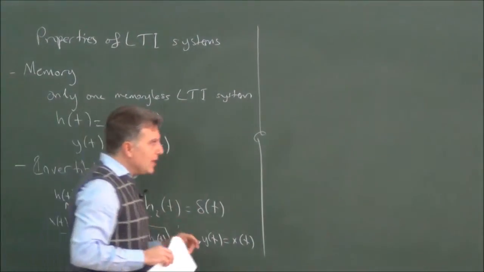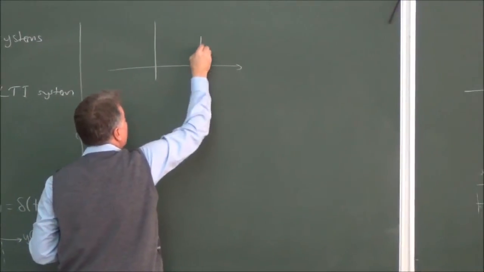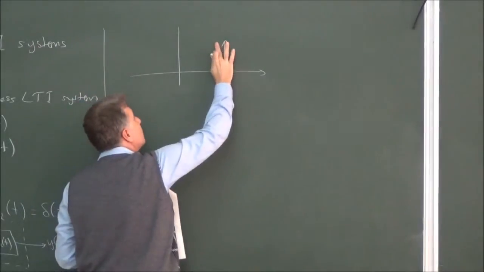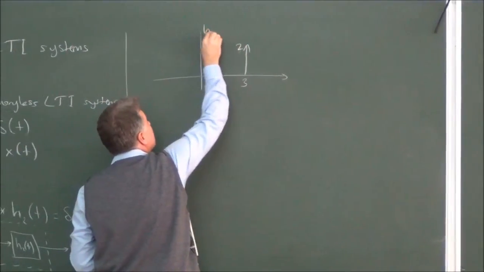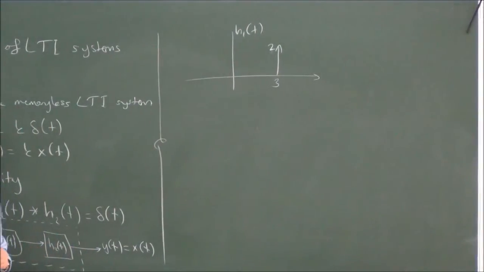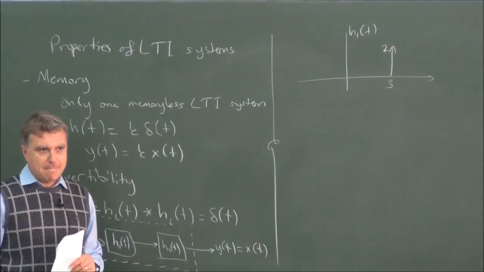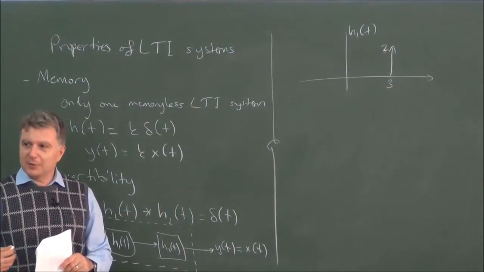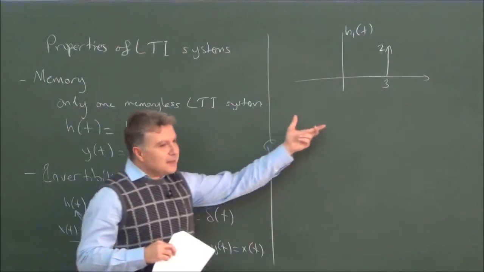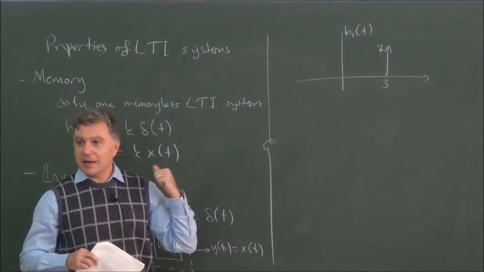I can give you one example of an inverse system. Let's make it 2. Suppose this is h1 of t. What is the inverse system of this? This system is a delay system, obviously. It is delaying the input by an amount of 3. So what is the inverse system? Yeah, it's another system with an impulse response at -3.